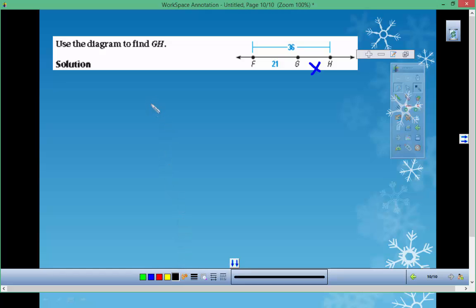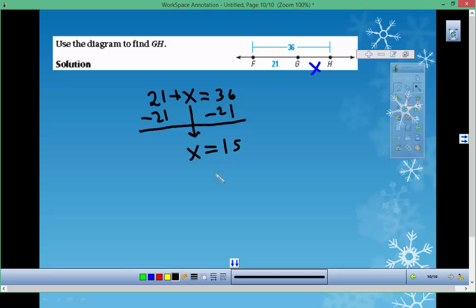Okay, so if you write out the equation, we'd have 21 plus x equals 36. And once again, we subtract on this side, we subtract on this side. Real simple, easy algebraic equation. This x drops down this way. So we get x is equal to, what do we get, 15 here? Pretty easy.